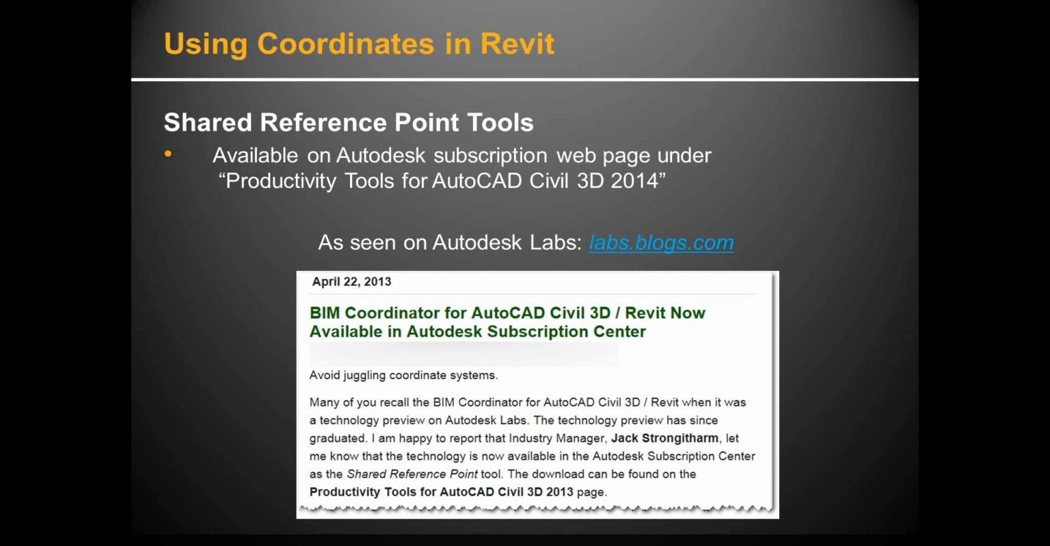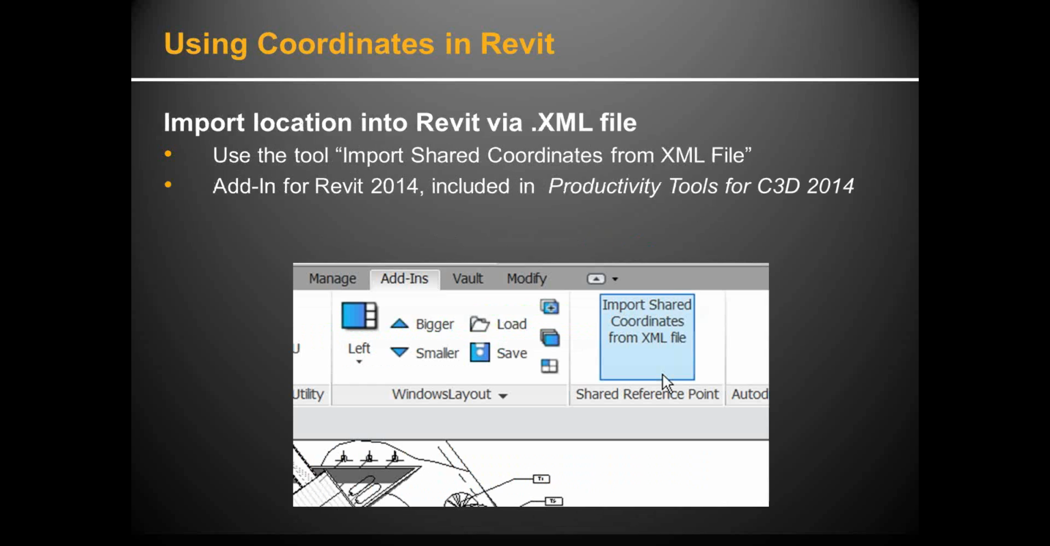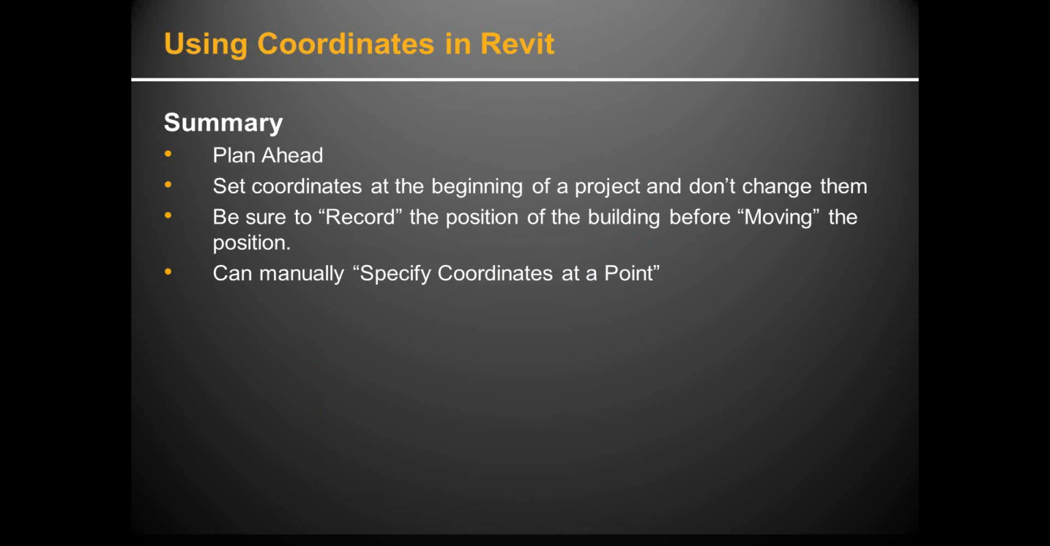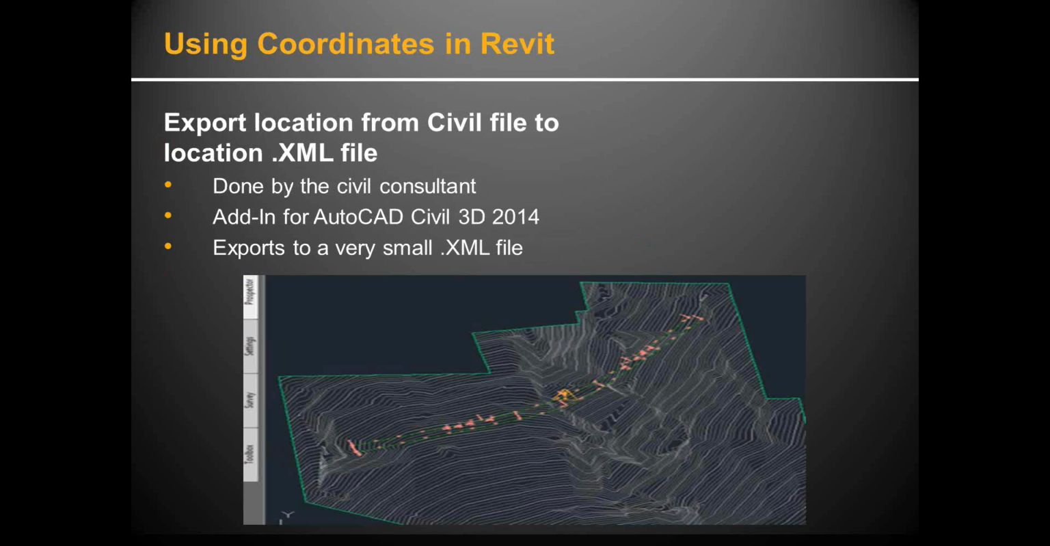So what I'm going to do is switch back to Revit. What this does rely on is that your civil engineer is also using this tool, and it's very simple, very small, and they will need Civil 3D. It will need to be 2014. Assuming they are using that, they can export the location of this site to a very small XML file. I'm not going to do that. I'm not going to play civil engineer. I'm going to assume that part's already done.